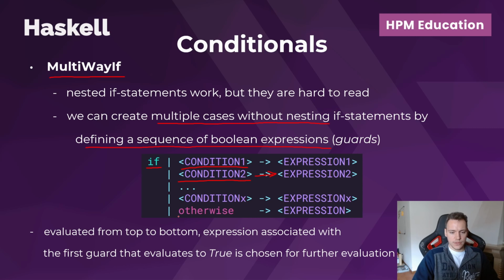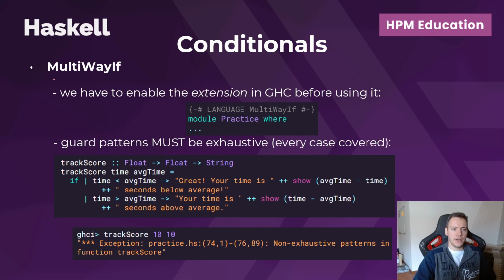We also have this otherwise keyword, which is sort of like the else statement in the if then else. That means if you have gone through all the conditions, whatever it is, we'll use this. It's kind of like a default expression for this if statement. It basically just always evaluates to true. Now let's start rewriting our track score example using multi-way if instead of if then else statements.